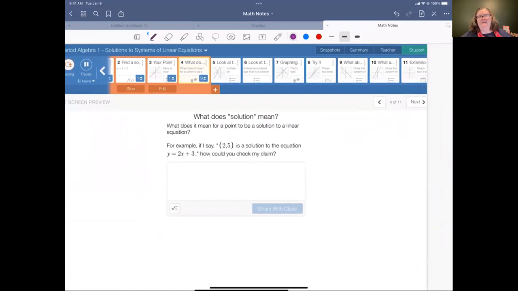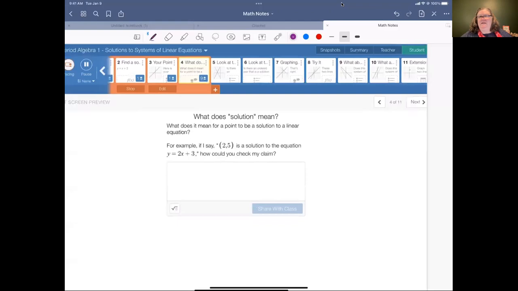Slide 4 is asking, what does solution mean? And this is a pretty key question as we're dealing with x, y pairs and lines in the form of y equals mx plus b. What we're looking to figure out here is, what does it mean for a point to be a solution to a linear equation? For example, if I say 2, 5 is a solution to the equation y equals 2x plus 3, how could you check my claim to see if that's true?